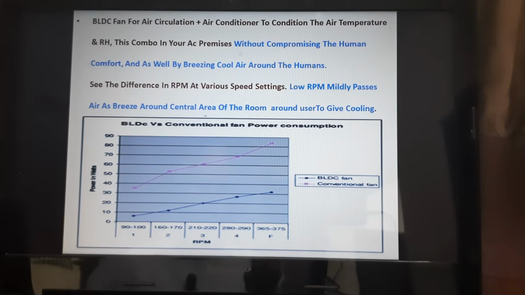The graph definitely shows that the BLDC fan, when operated at, say, second speed, instead of 400 rpm is operated at around 150 rpm only. Mild flow of air is there, and human comfort is not compromised here. It gives a breeze around the body whenever you are under the AC, and this gives excellent energy savings. This fan gives an energy saving of 50%, and combined with a split AC, it facilitates the energy savings from day one onwards as such.